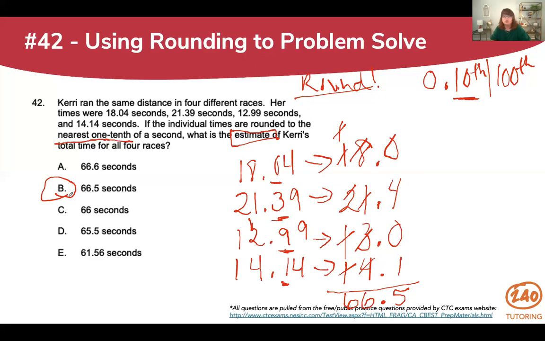So pretty straightforward, should be easy. The only thing that could have tripped you up was rounding that 12.99. We round it to the nearest tenths. We're actually going to get 13. So hopefully that has helped you.